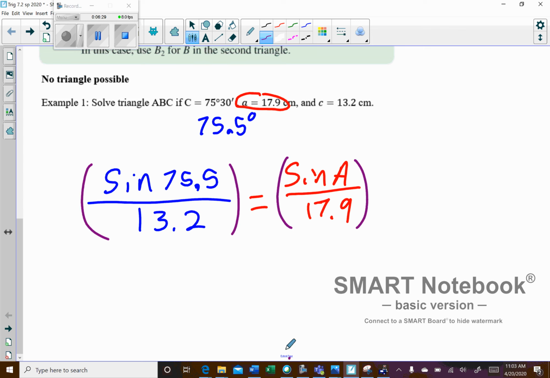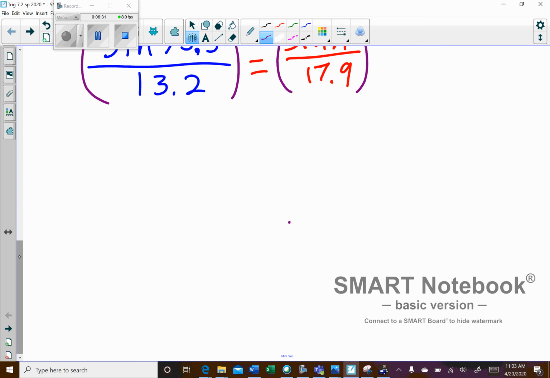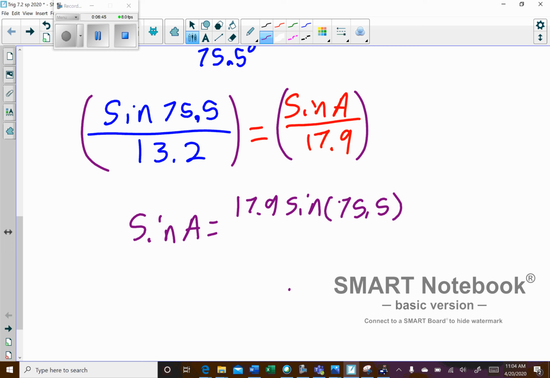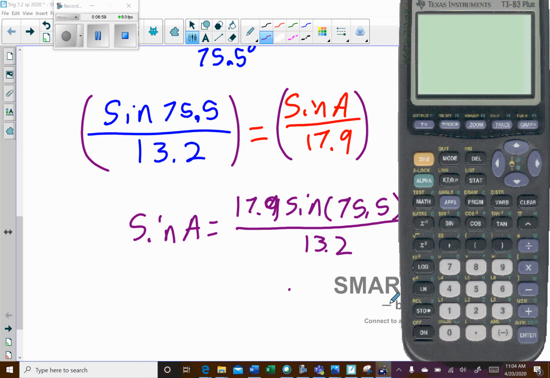Okay, and then to solve this, we'll just multiply both sides by 17.9. So multiply both sides by 17.9. So we're going to end up with sine of A equals 17.9 times sine of 75.5, and then all divided by 13.2. Okay, so all I did was isolate my sine of A.